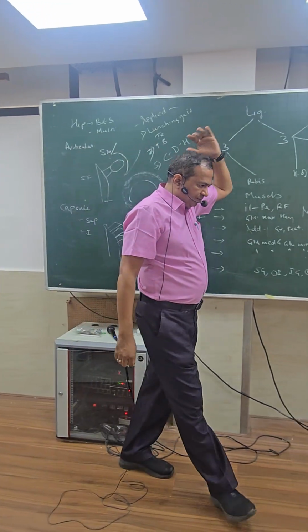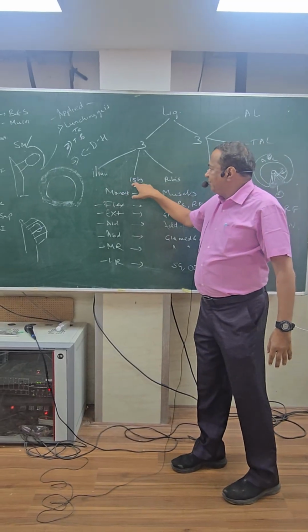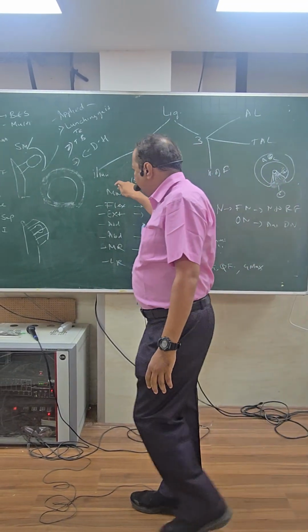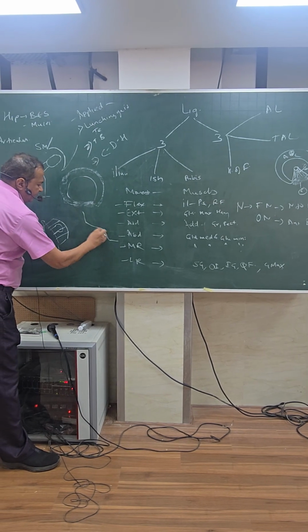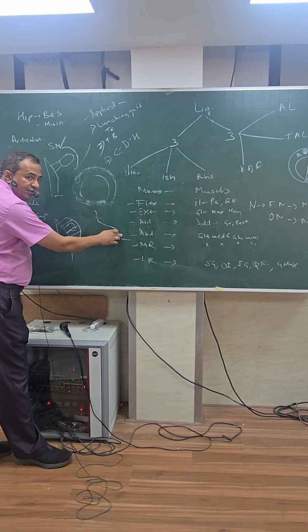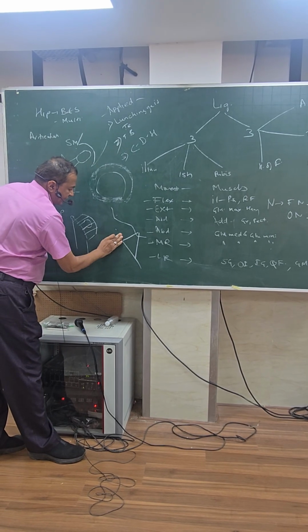The ligaments of the hip joint, you have to remember 3 plus 3. These 3 come from the ilium, ischium and pubis. The ligament coming from the ilium comes from the anterior inferior iliac spine.